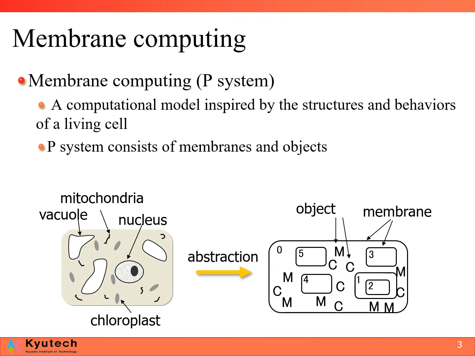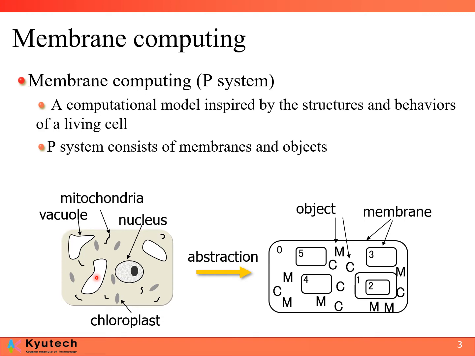Membrane computing is a computational model inspired by the structures and behaviors of living cells. For example, this figure shows a diagram of a cell. As shown in the figure, some membranes such as nucleus or vacuole are contained in the cell. And many objects such as mitochondria or chloroplast are contained in each membrane. In addition, each object moves or evolves to another object in parallel in each membrane.